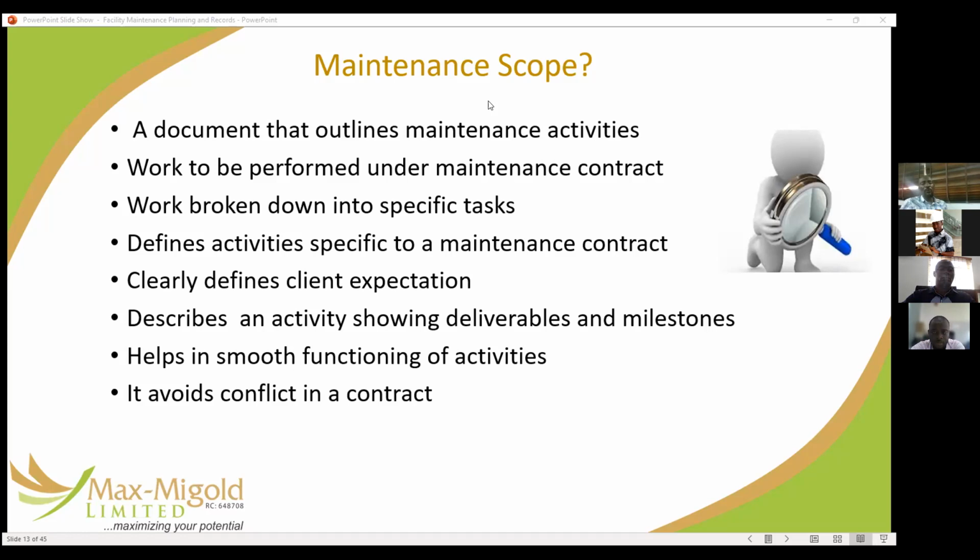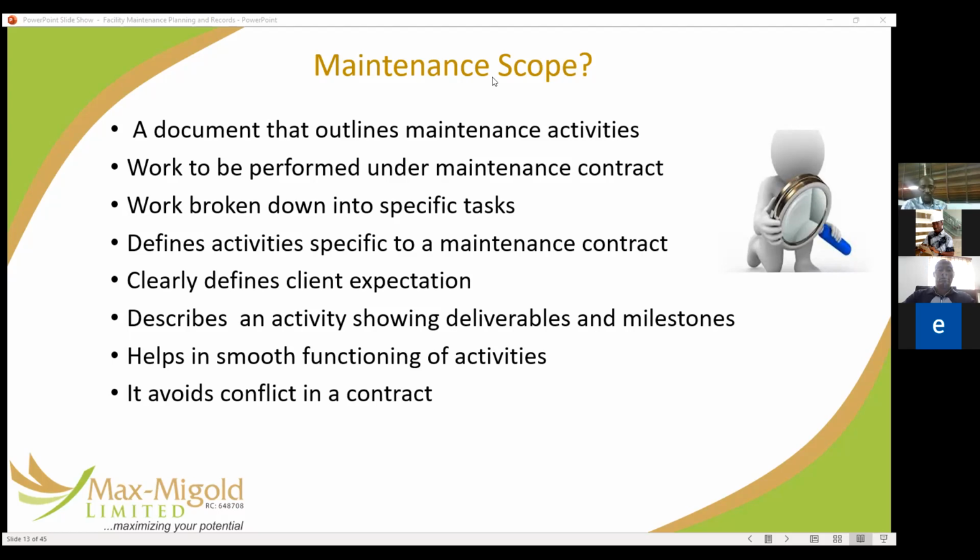Because if I'm giving out the contract to a third party to handle on my behalf, I know what and what I need to detail in that maintenance contract. And that's the reason why most of the time, the scope of your maintenance is more like a detailed SLA. If I'm giving my cleaning services to a cleaning company, I know what is going to be the scope of that cleaning. Then it also defines activity specific to a maintenance work contract.